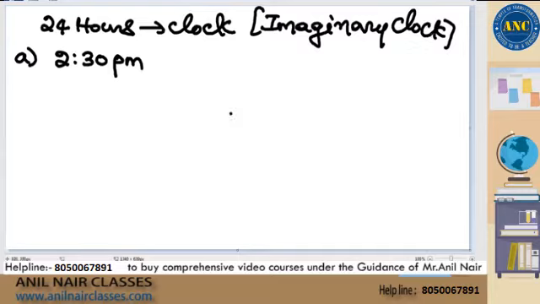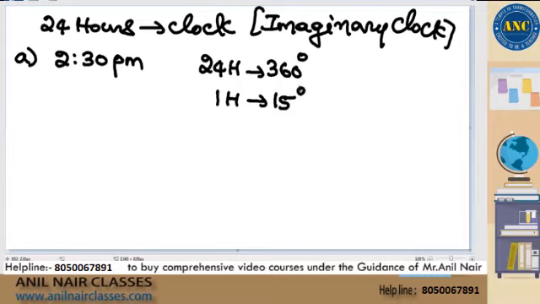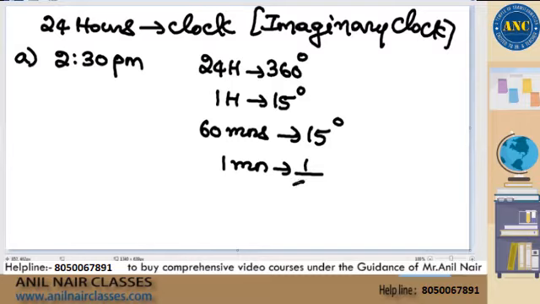2:30 p.m. Listen carefully. Total angle in a circle is 360 degrees. 24 hours is 360 degrees. 1 hour is nothing but 360 by 24, 15 degrees. 1 hour is 60 minutes, 60 minutes is 15 degrees, so 1 minute is 1/4 degree. Only change the premise, and you can solve any problem that is present in imaginary clock.